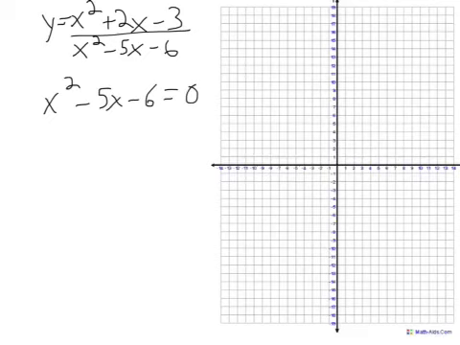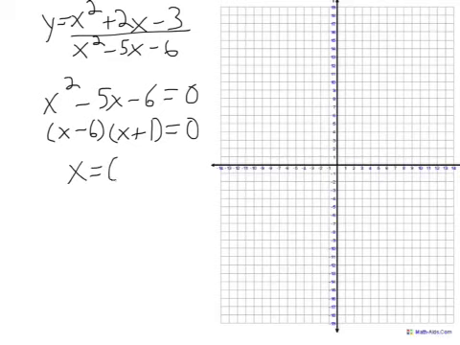In order to solve for x in this equation, you must first factor. x squared minus 5x minus 6 is equal to 0. This factors into (x minus 6) times (x plus 1) equals 0. x will be equal to 6 and x will be equal to negative 1 given this equation. x cannot be 6 or negative 1 because if so, the denominator would be 0. And as we all know, the denominator of a fraction could never be 0.